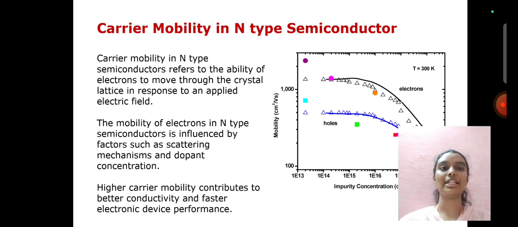The carrier mobility in the N-type semiconductor. The carrier mobility in N-type semiconductors refers to the ability of the electrons to move through the crystal lattice in response to an applied electric field. The mobility of electrons in N-type semiconductors is influenced by factors such as the scattering mechanisms and the dopant concentration. Higher carrier mobility contributes to better conductivity and faster electronic device performance.